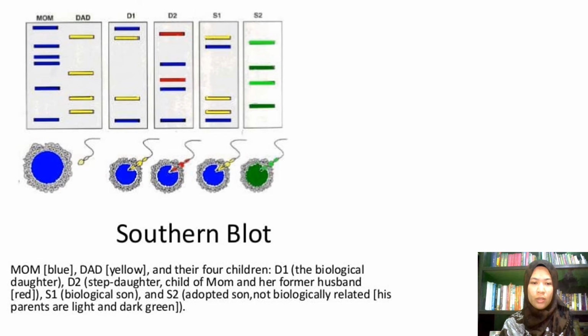Okay, so this one, Southern blot. The mom is blue, the dad is yellow, and there are 4 children. D1 is the biological daughter. Next, D2 is the stepdaughter, the child of mom and her former husband, which is red, you can see. S1 is the biological son, and S2 is the adopted son, not biologically related. So his parents are light and dark green.